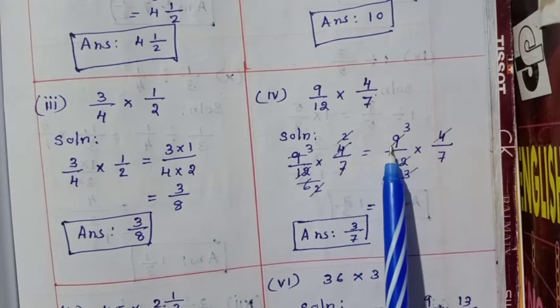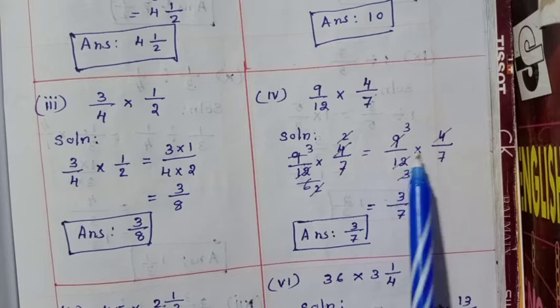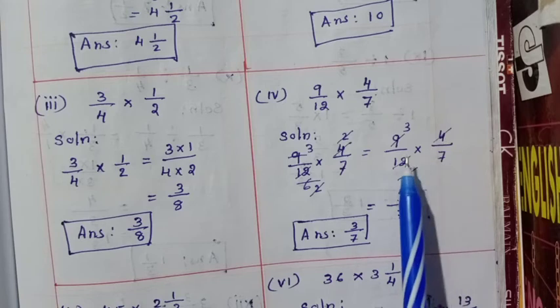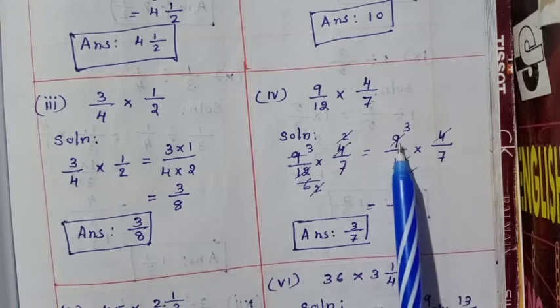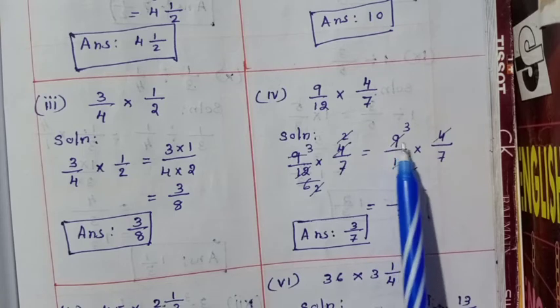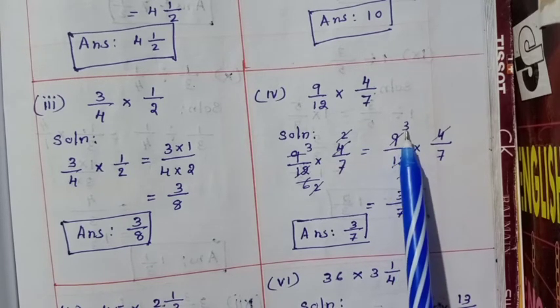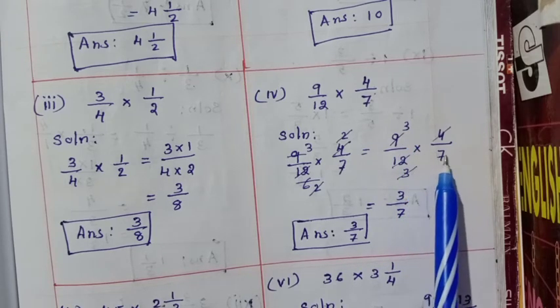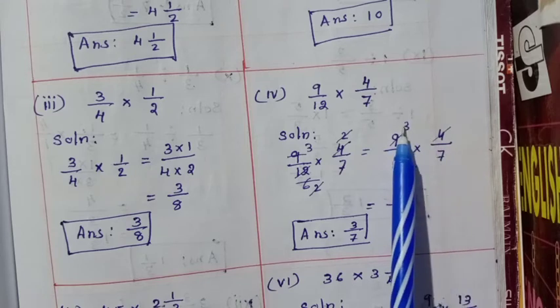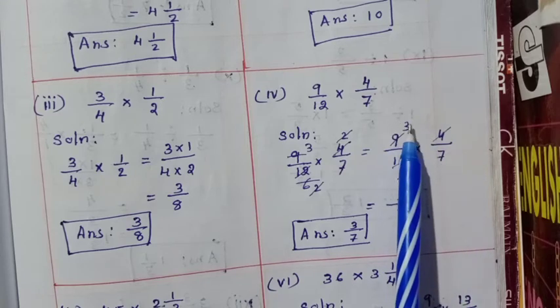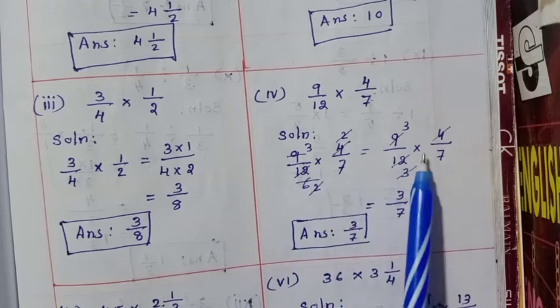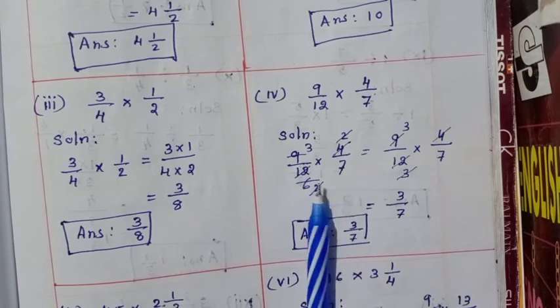Or the same thing we can do like this, 9 by 12 into 4 by 7. First cutting 4 and 12 directly. 4 how many times in 12? That is 3 times. That 3 and 9 again cutting or dividing. 3 how many times in 9? That is 3 times. So now we cannot cut further. 7 in the denominator and 3 in the numerator, we cannot divide. So the answer is 3 by 7. According to your convenience you can divide or cancel.